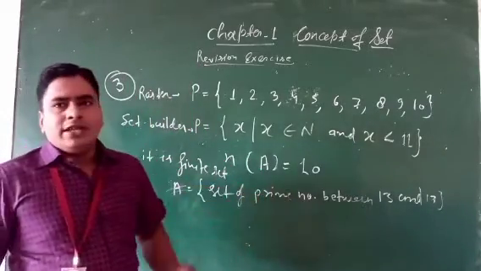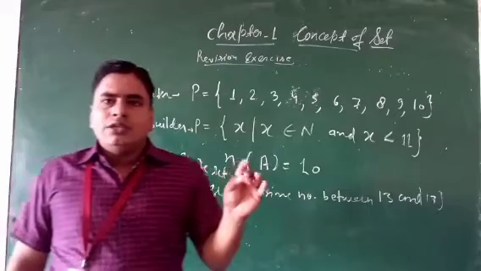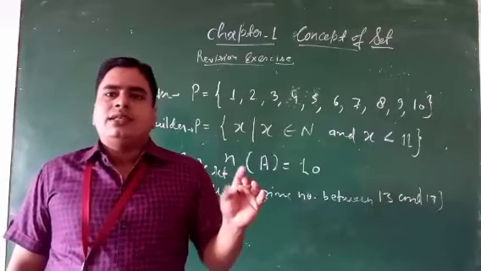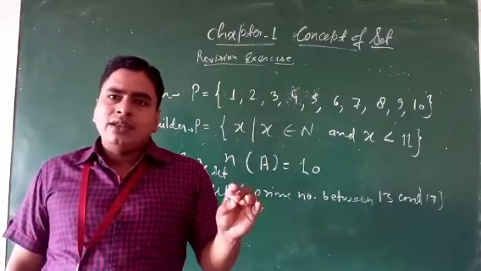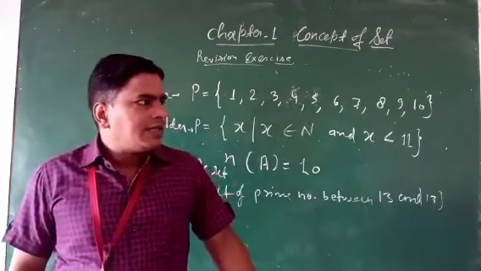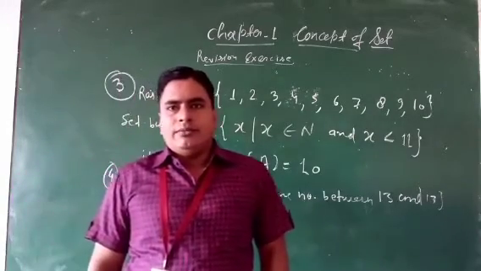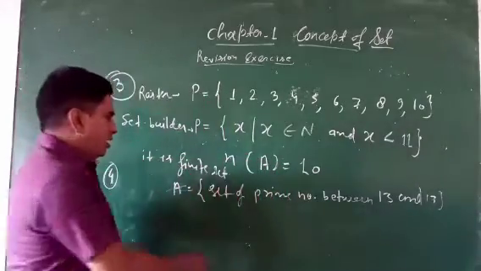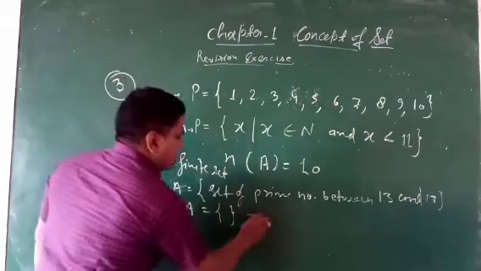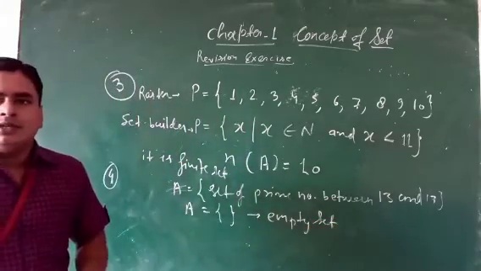So prime numbers between 13 and 17. Prime numbers are 2, 3, 5, 7, 11, 13, 17. Between 13 and 17 are 14, 15 and 16. These are not prime numbers because 14, 15 and 16 are also divisible by some other numbers. Clear? So there is no element. So what is this? This is an empty set. This is an empty set. Clear?